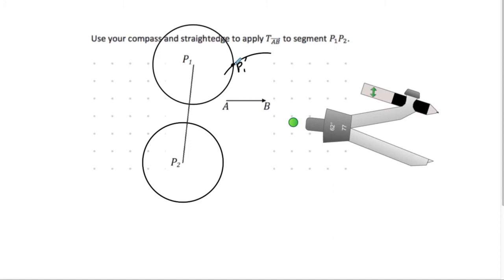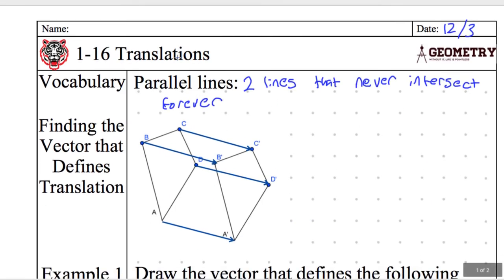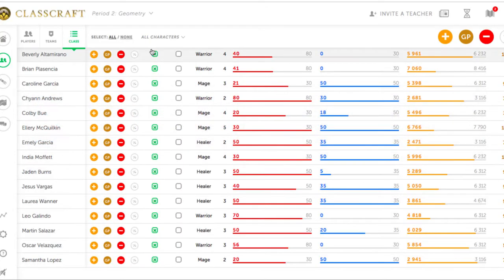And what is P1 prime, Jaden? It looks like pi, but it is not pi. What is it? It is the result of a what? Reflection? No, it's the thing that we're studying today. It is the result of a translation. There it is. Translation. Thank you, Jaden. Hand me your participation card.